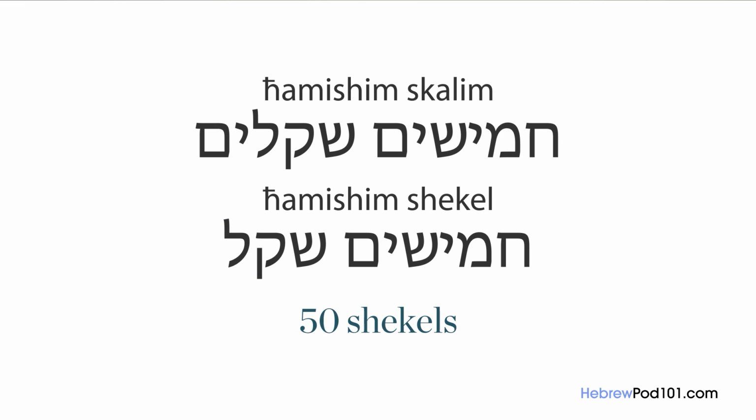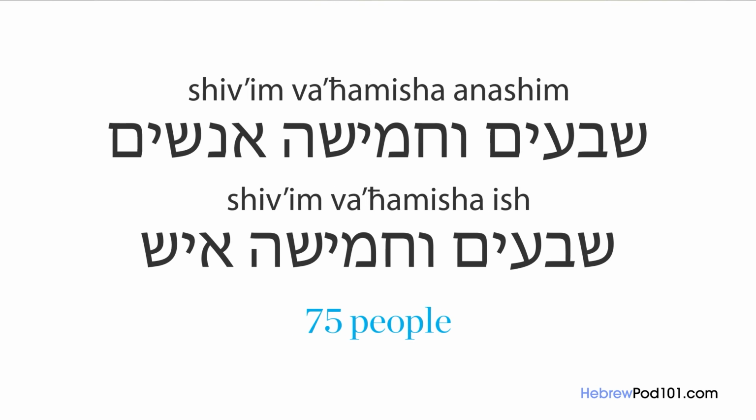For example, 50 shekels could be either 50 shkalim or 50 shekel, and 75 people could either be 75 anashim or 75 ish.